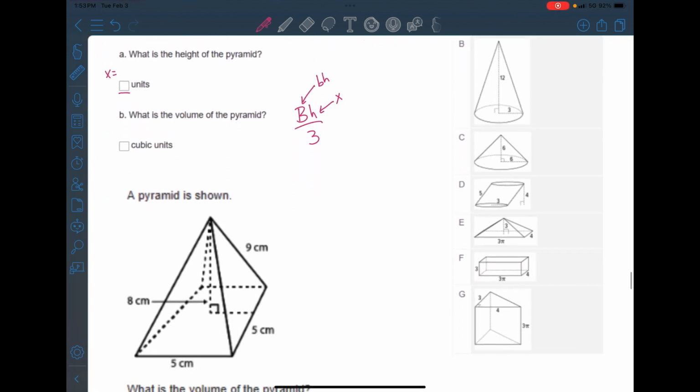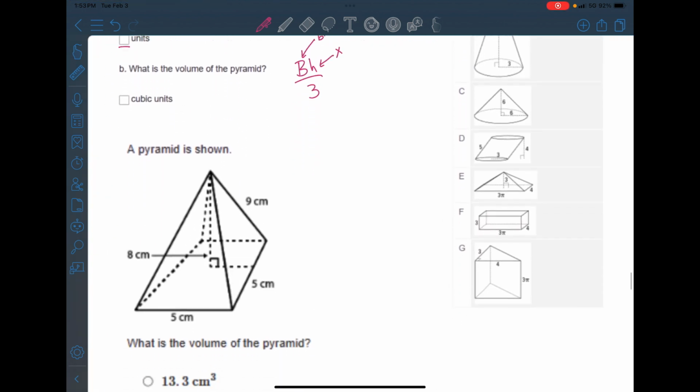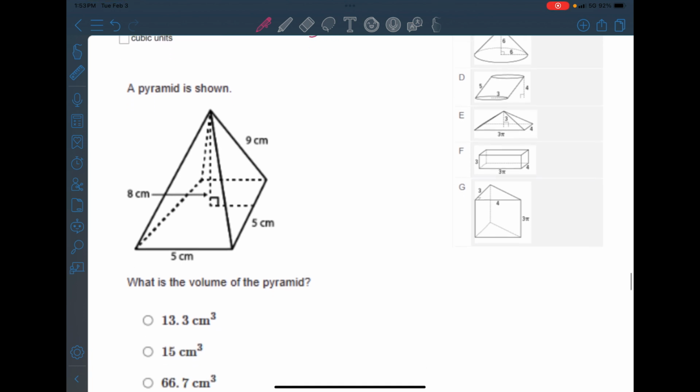We'll just go down here first before we go to the other one. It says a pyramid is shown. What is the volume of the pyramid? So you're going to do capital B times h divided by 3. This is a square because it's 5 times 5. So you're going to go side squared times the height of the pyramid. So which one is it? 8 or 9 divided by 3.